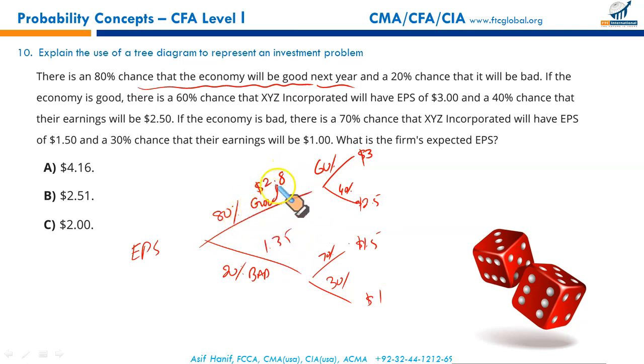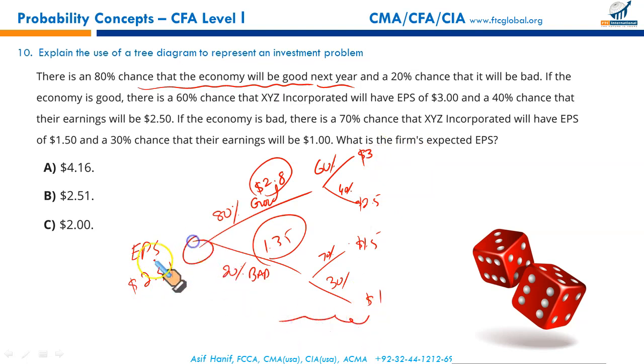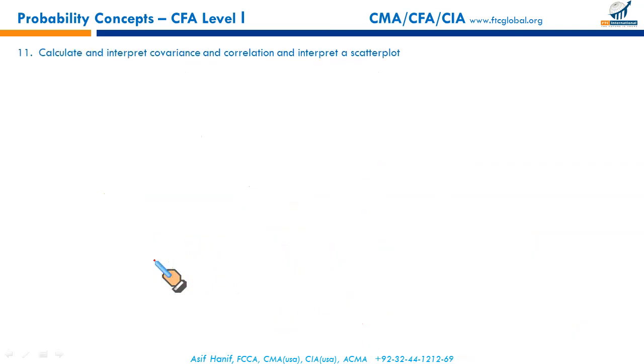Now, if the economy is good, the expected value of EPS is 2.8. If it's bad, which is 20% probable, it's going to be 1.35. Bringing it back again is called rolling back the decision tree. 2.8 multiplied by 0.8 plus 1.35 times 0.20 gives you a total expected EPS of 2.51. So this is the way of solving a tree diagram. Physically you lay down the working and then simply roll it back and get what you need at the origin of the decision tree. So that gives you 2.51, that's B, and B is the correct option.